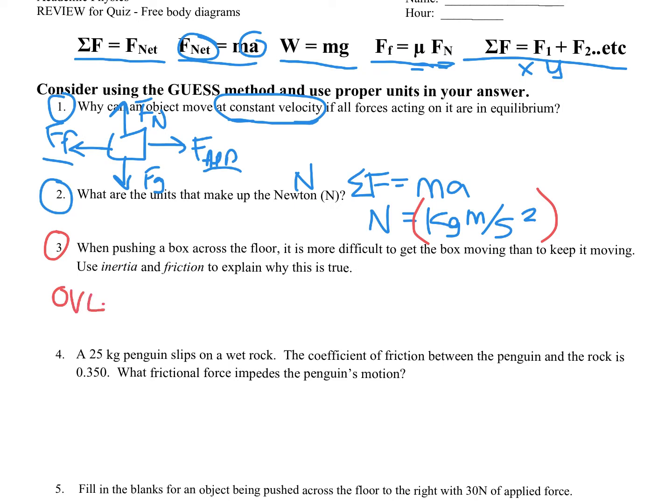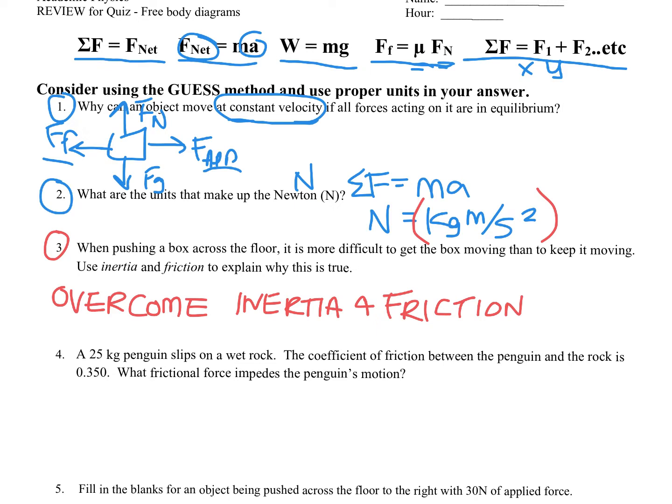So overcome is an important word to use here because we have to overcome inertia and friction in order to get this thing moving. Now, it is difficult to overcome inertia and friction, but once you get it moving, an object in motion stays in motion, so it becomes easier to move the object. So once it's moving, we're good. It's not as hard to continue pushing that object. So inertia and friction have tons to do with that.